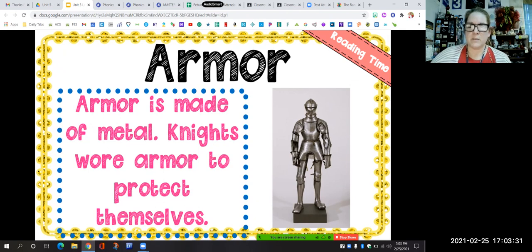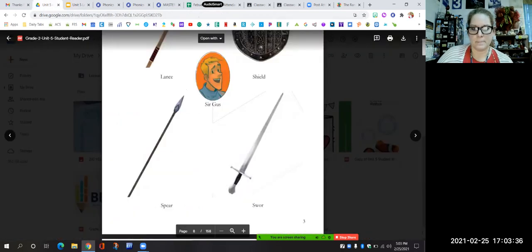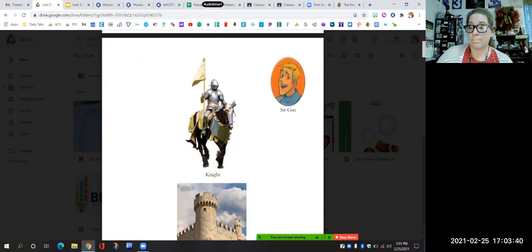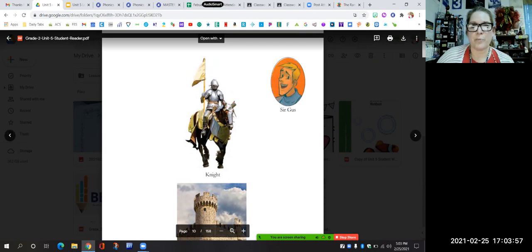Why do you think they would need to wear those? They would definitely need it to protect themselves. If you look at this picture, even the horse has on armor to protect his throat and his face to help protect him from the enemies. And this knight is carrying a flag, which represents the colors of his kingdom.